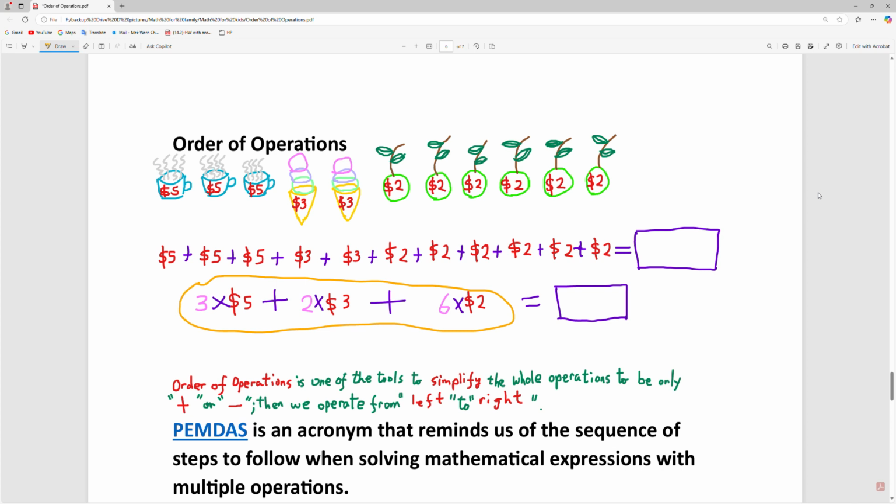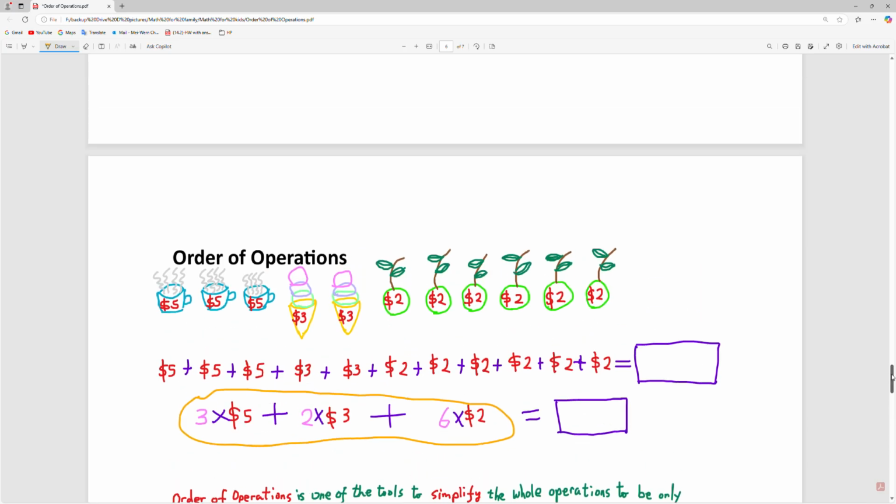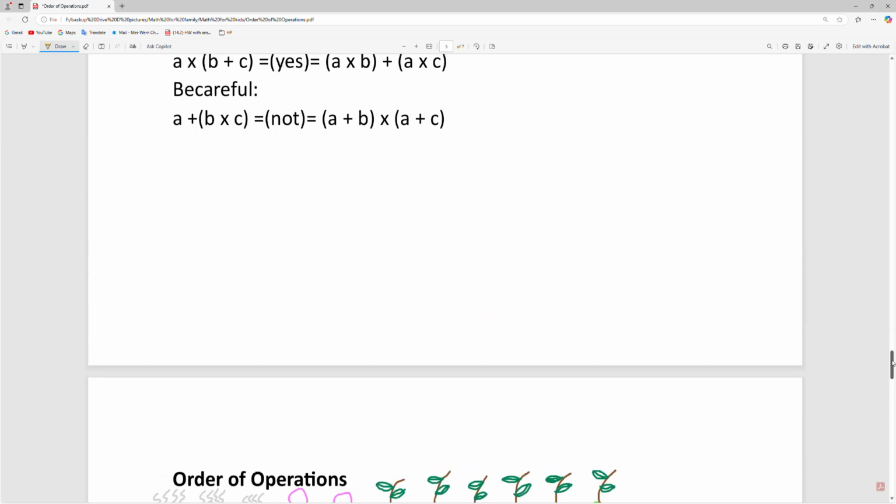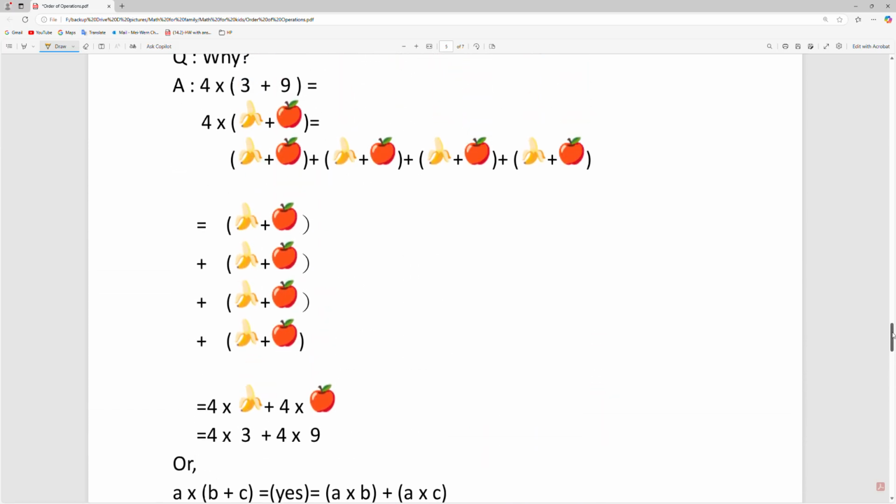Okay, so this is my very last page for this video. So let me start from my first page, and I will talk about the concept of the math symbol. So you will have some foundation review before we go to the order of operations at the end of this video. So let me slowly go up.